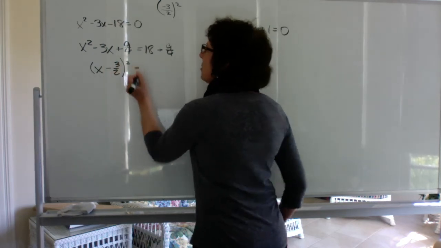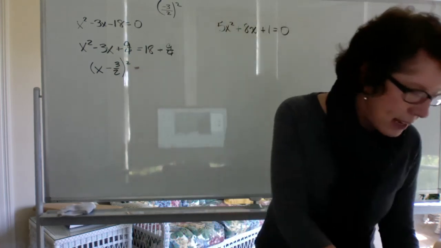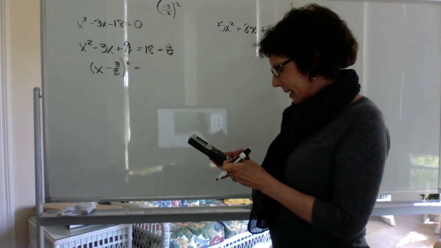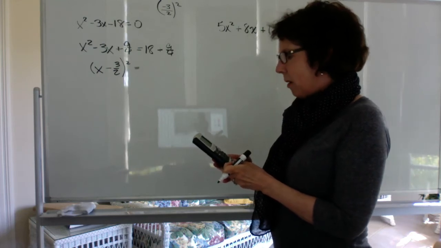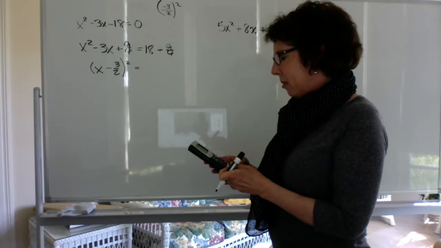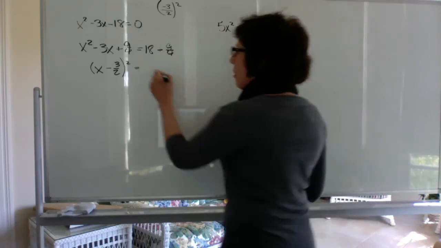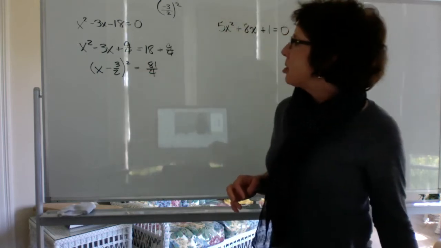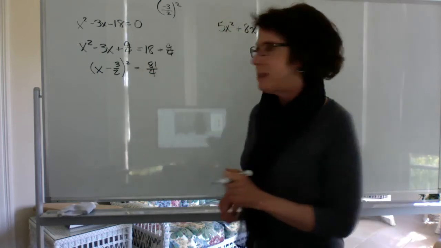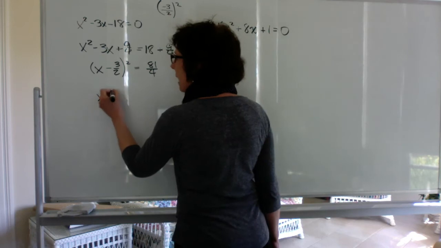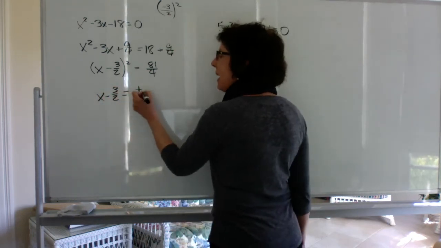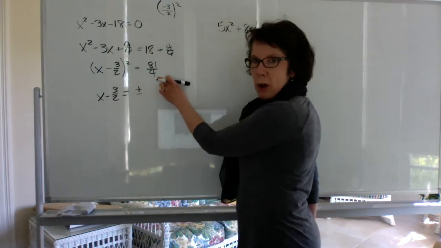And that equals, well, let's go ahead. I'm going to go ahead and add 18 plus 9/4 and see what I get. 18 plus 9 divided by 4 gives me that. Math, enter, enter. I'm getting 81/4. Oh, I like that. Okay. Now, let's go ahead and take the square root of both sides. So I have x minus 3/2 equals plus minus the square root of 81/4.